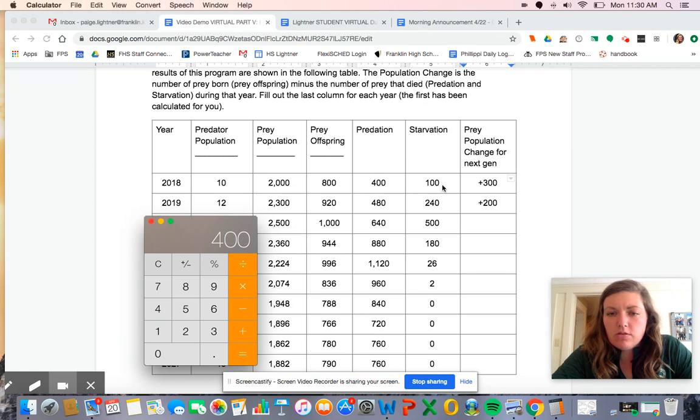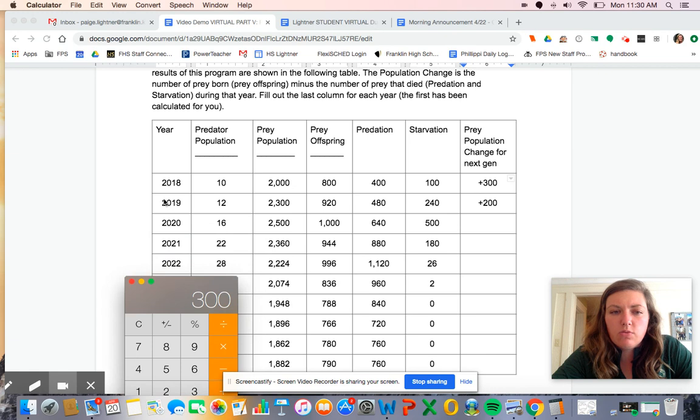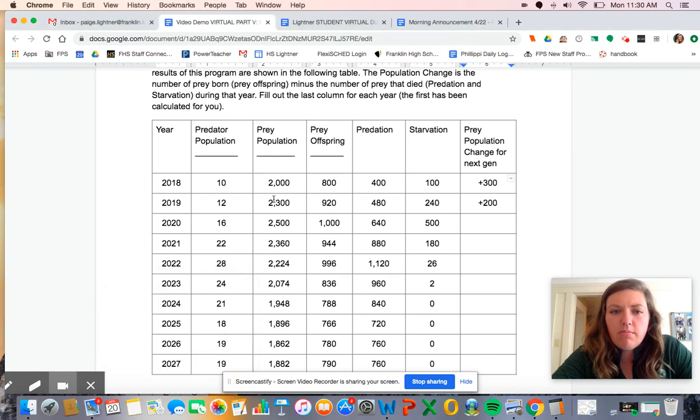Then I'm going to also subtract this 100 because 100 die because of starvation. So I'm subtracting 100 to get a total of 300. So the prey population change for the next generation is going to be a positive 300. Therefore, when I look over to 2019, I see that the prey population here is a total of 2,300. So there was a total of a 300 population or organism increase from generation 1 of 2018 to generation or year 2 of 2019.